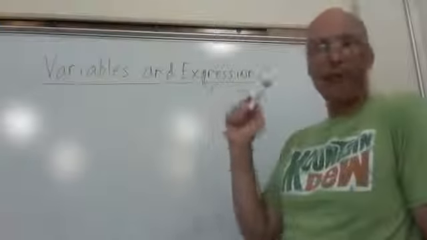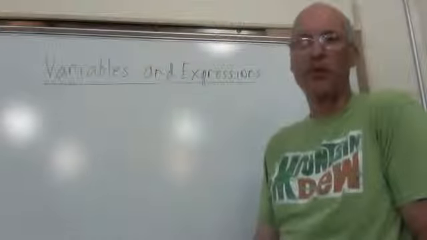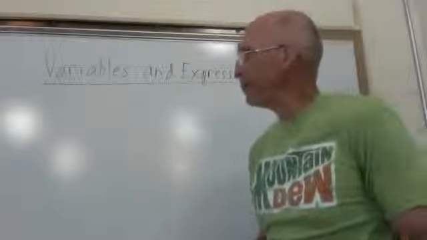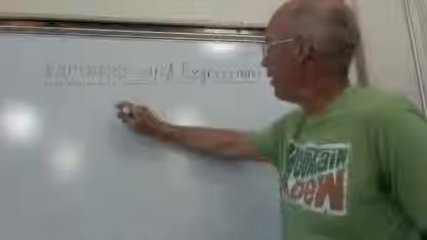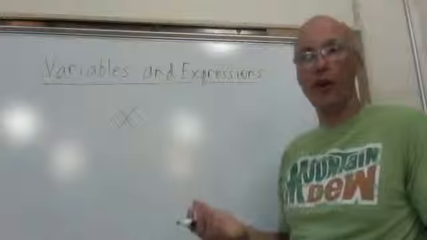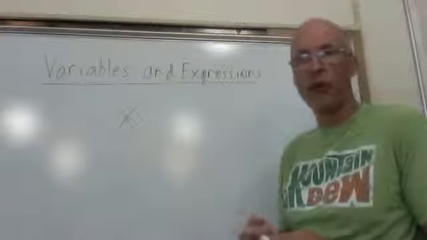Chapter 1, the first section is on variables and expressions. I know that this is review for you. But you probably know that a variable is just a letter that stands for an uncertain quantity. We don't know what it stands for. It could be anything.